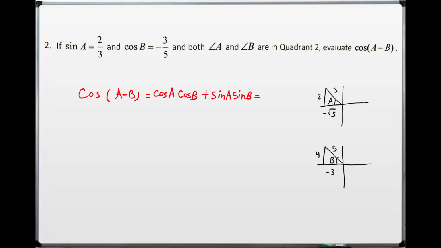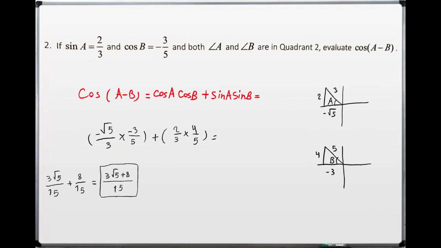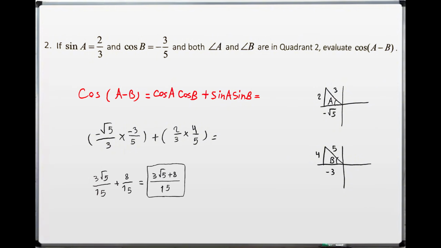So we have to evaluate cosine of A minus B, and this is when we go and look through our formula sheet. And we would see that cosine of A minus B is equal to cosine A cosine B plus sine A sine B, which in this case is equal to negative root 5 over 3 times negative 3 over 5 plus 2 over 3 times 4 over 5. And we evaluate this expression, then in the end we would have 8 plus 3 root 5 over 15 as our answer.